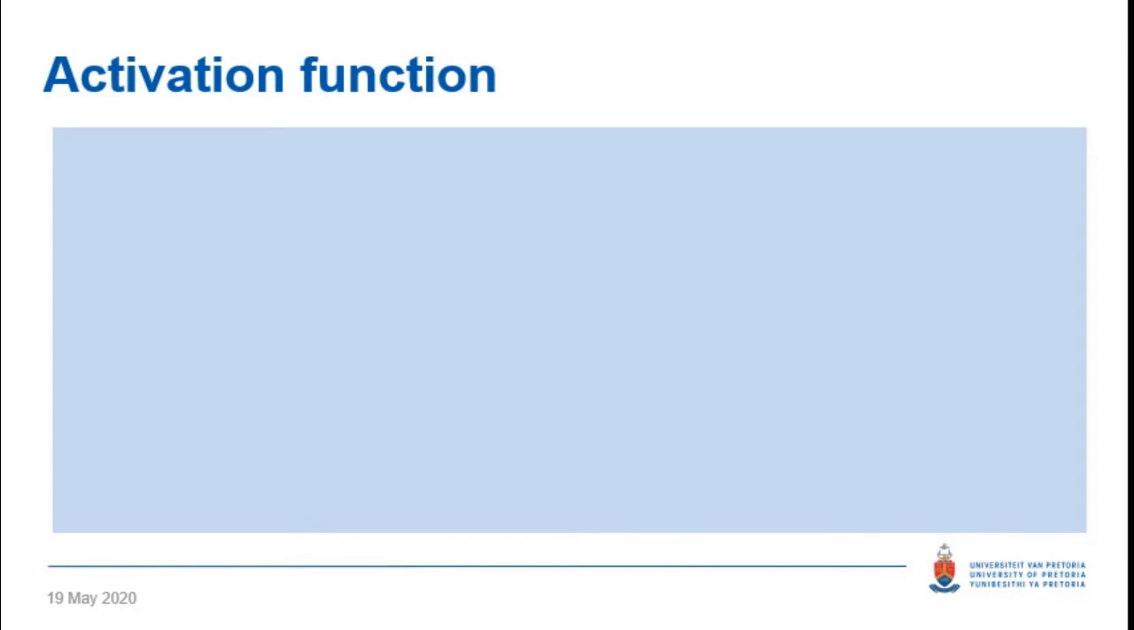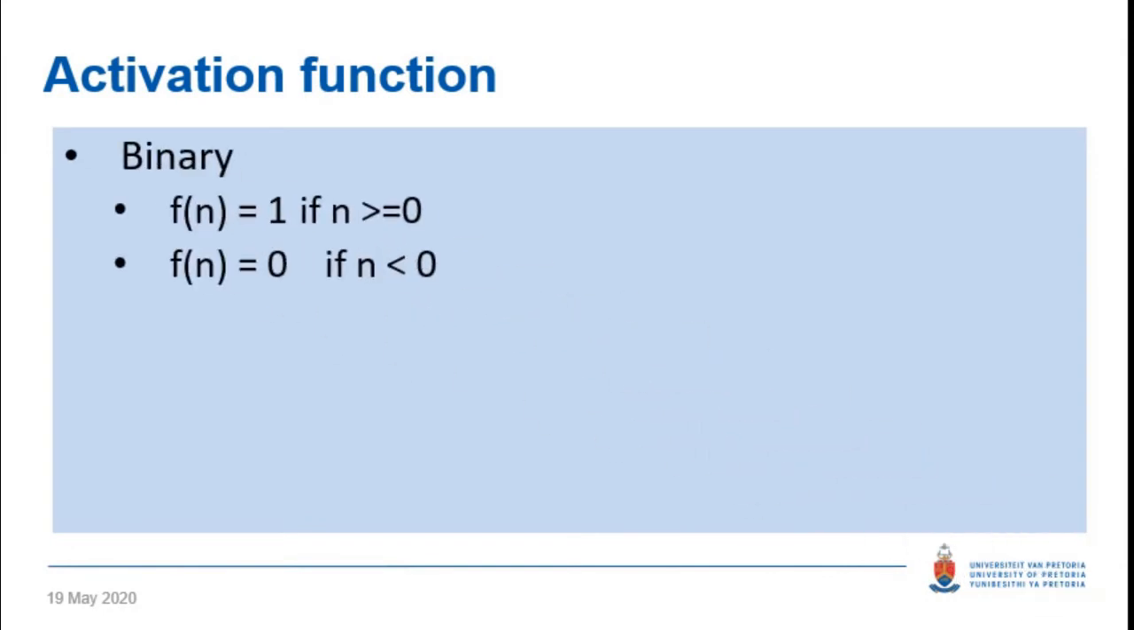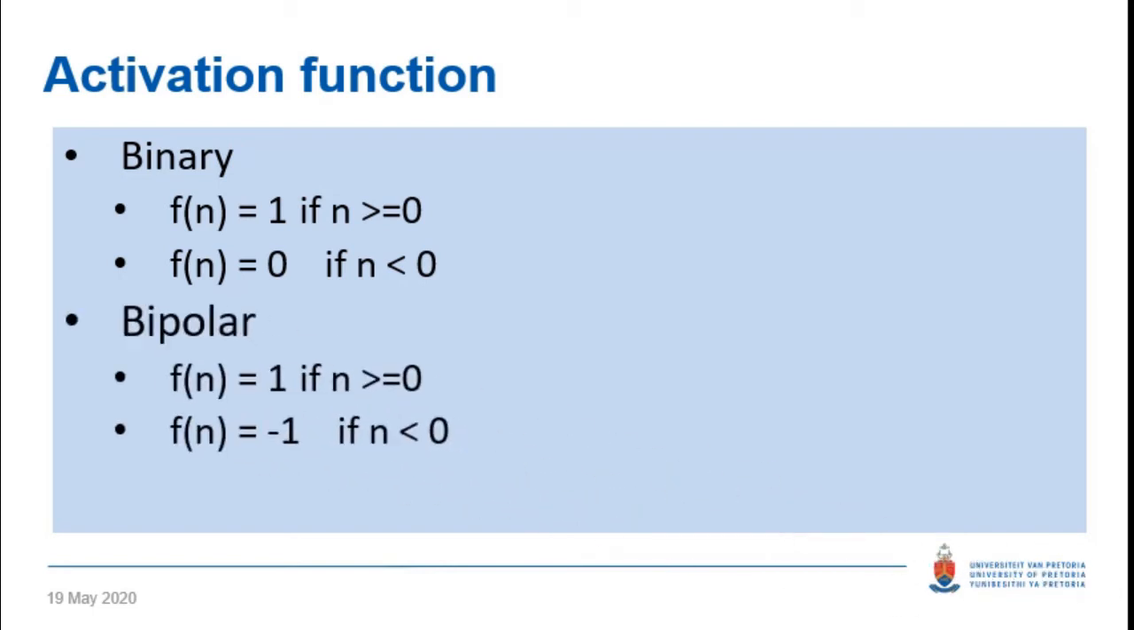So the activation function used with the perceptron learning algorithm is the following. If you've got binary representation, and if your n value is greater than or equal to 0, your f of n value is 1. Similarly, if your n value is less than 0, then your f of n value is 0. The same thing for bipolar, but instead of outputting a 0, you're going to output a -1. And just a reminder of what your n value is.